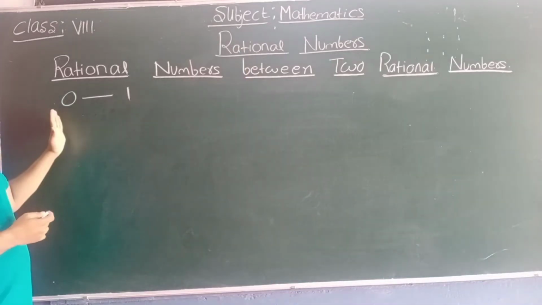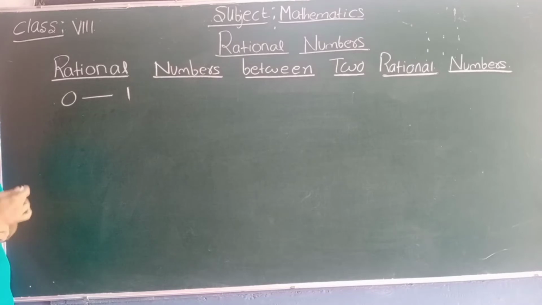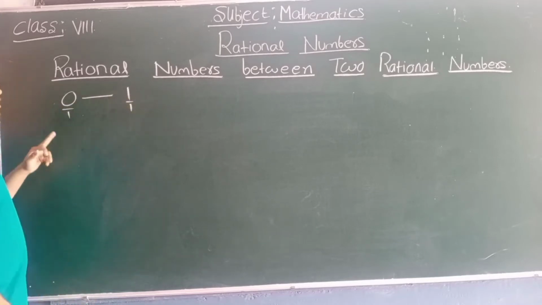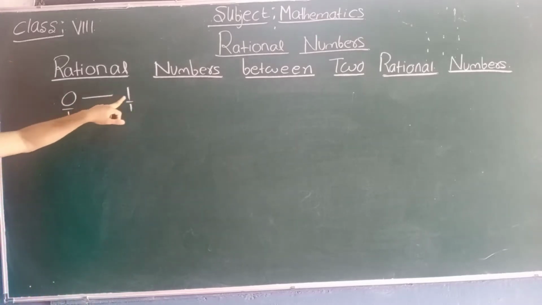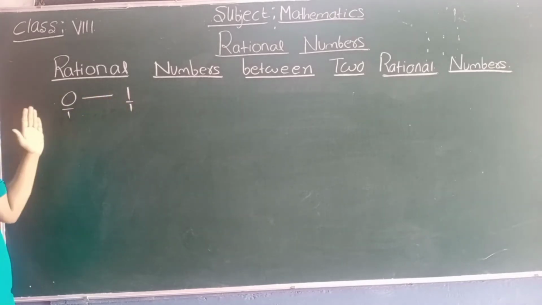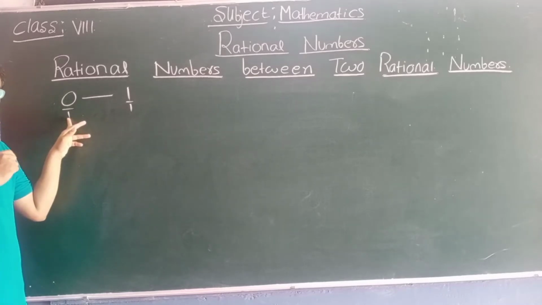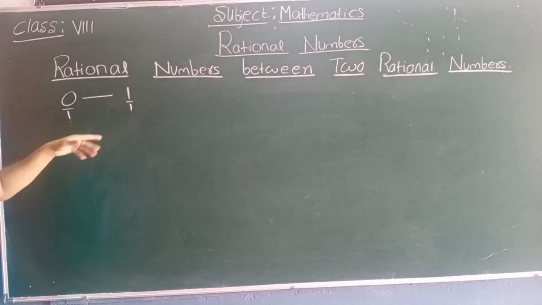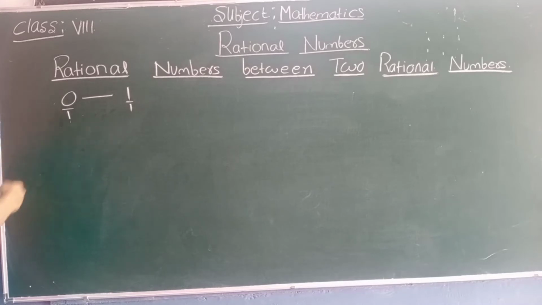Suppose I ask you to write the numbers between 0 and 1, then how will you write? These 0 and 1 are rational numbers. 0 can be written as 0 by 1 and 1 can be written as 1 by 1. For a number to be rational, the denominator should not be equal to 0. So these two are rational numbers. Now how to write rational numbers between these two rational numbers?